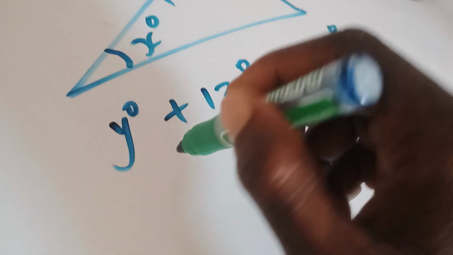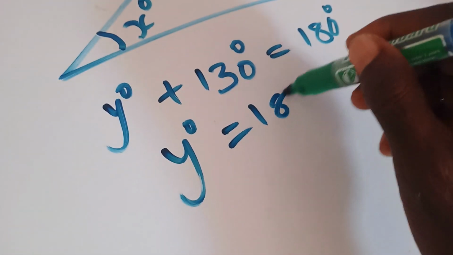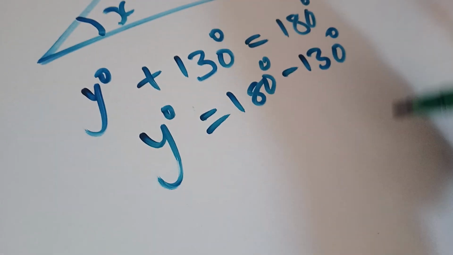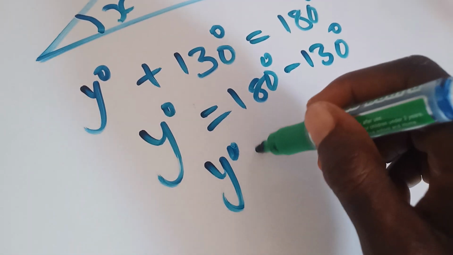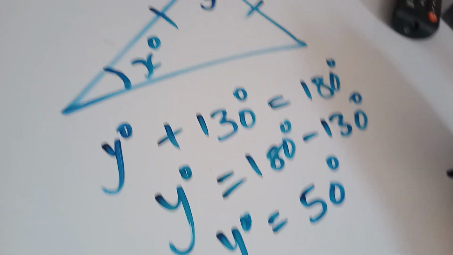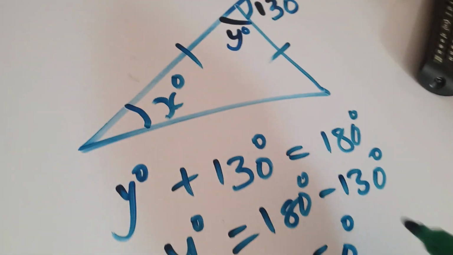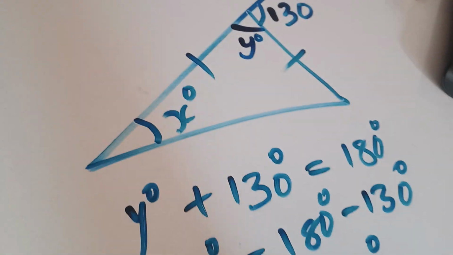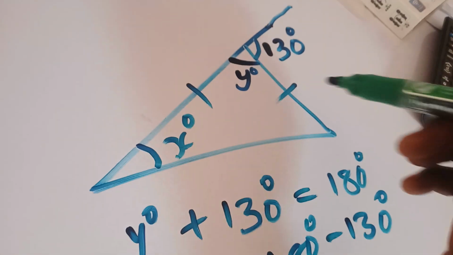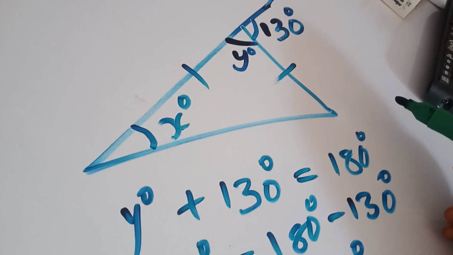So without wasting much of our time, y degrees will be equal to 180 degrees minus 130 degrees, so y is 50 degrees. But we are not asked to find the value of y, we are asked to find the value of x. Looking at this triangle very well, we will see that this triangle is an isosceles triangle.